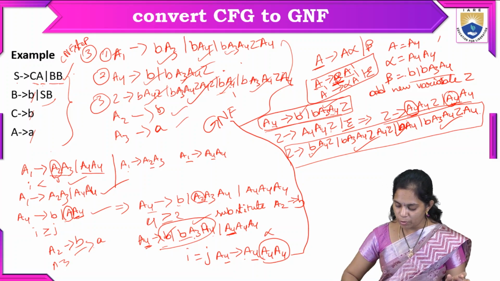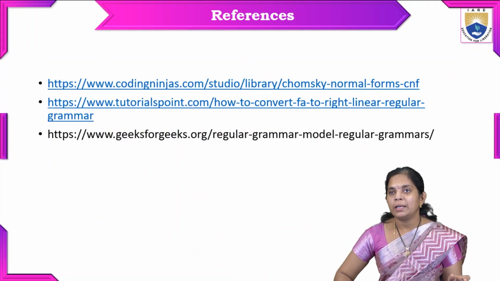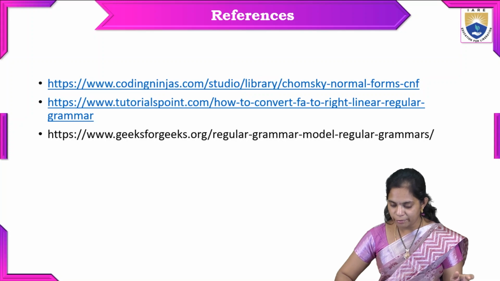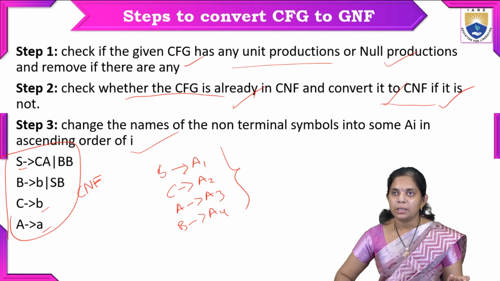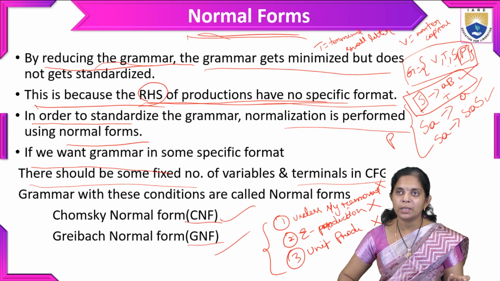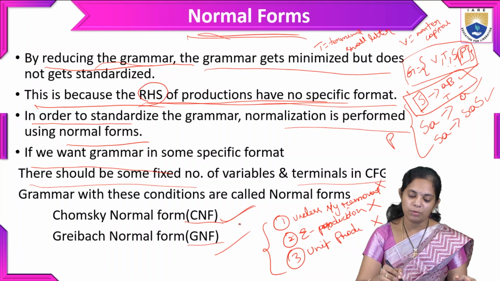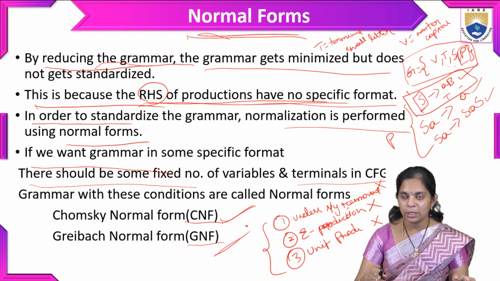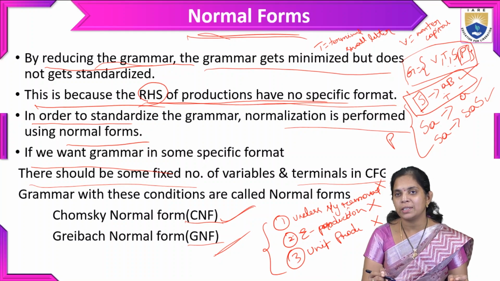So these are all about the normal forms, and these are the references. We have taken the examples, and we have two types of normal forms. One is the Chomsky normal form and the other is the Greibach normal form. In this one, after minimization, we need to perform this normalization.